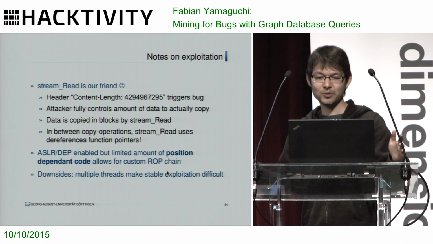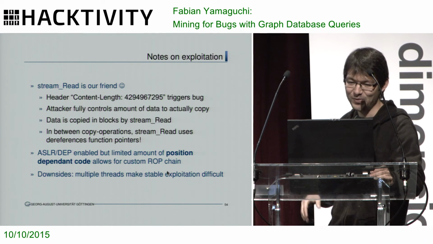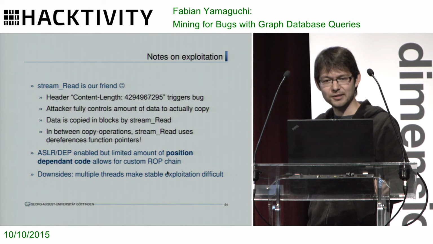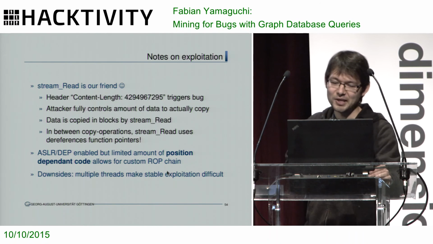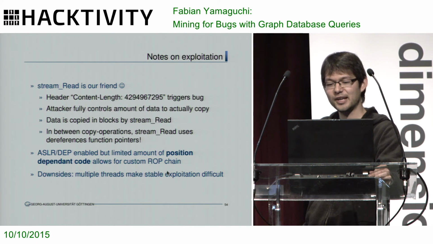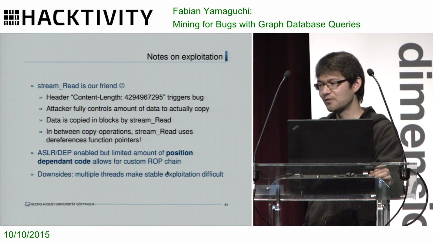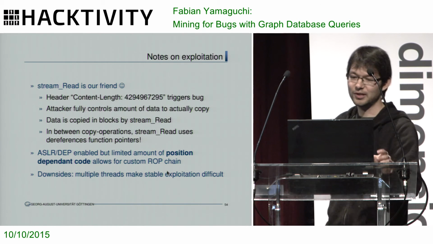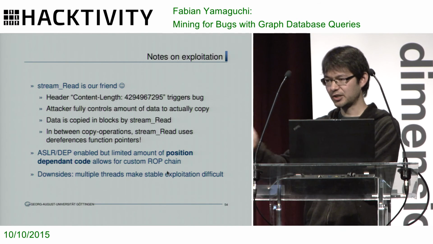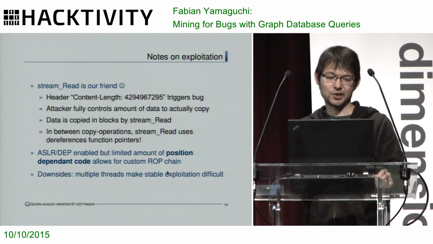Okay. So notes on exploitation and why this worked. For one thing, and this is important, you don't actually have to transmit a 4 GB file. That would just take too long, and that would not be cool. So instead, it's perfectly fine to use the content length field here and set it to that value. So you're actually telling it, eventually you will receive 4 GB. And now I'm just going to give you a few bytes for now. So the attacker also fully controls the amount of data to actually copy, because you can chunk the HTTP responses that you give.